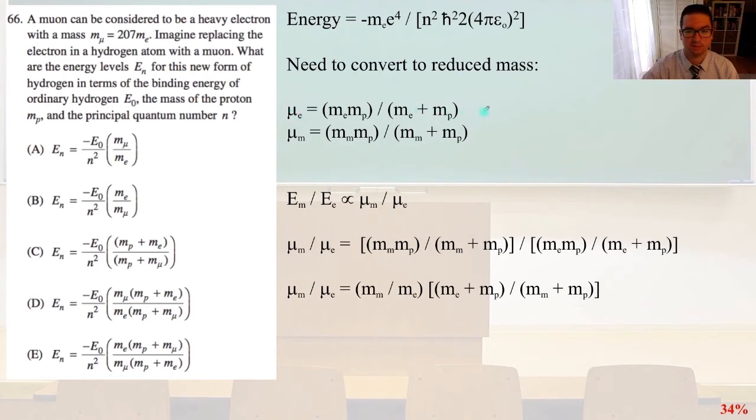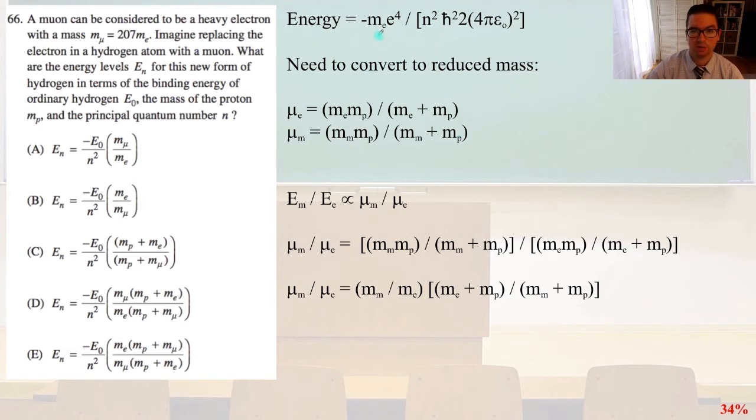So the reduced mass of the electron system is right here, the reduced mass of the muon system is right here, and the reduced mass of the muon system is m subscript m, the mass of muon, times m subscript p, the mass of the proton, that quantity divided by m subscript m plus m subscript p. And then the same thing for the reduced mass of the electron above.